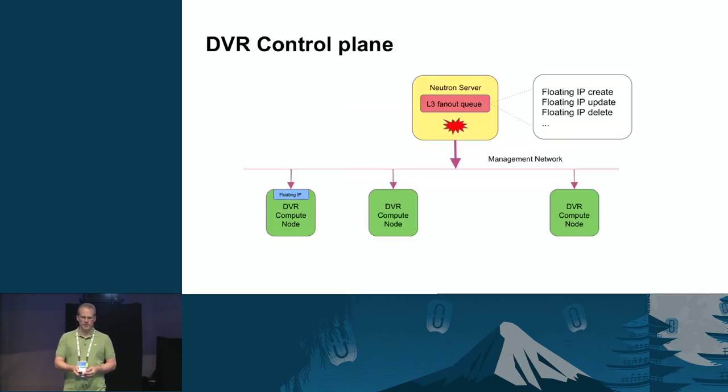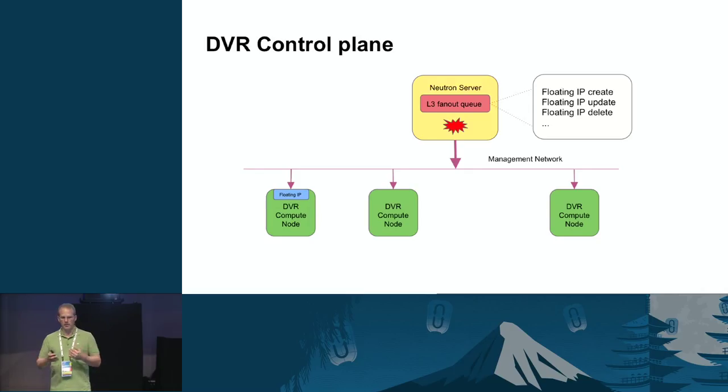So this was great for the data plane. But now if we look at the control plane, now that every one of these compute nodes has an L3 agent running, the Neutron server was initially sending out RPC messages on an L3 fanout queue. But initially, it was only sending them out to a small number of network nodes, some small number.